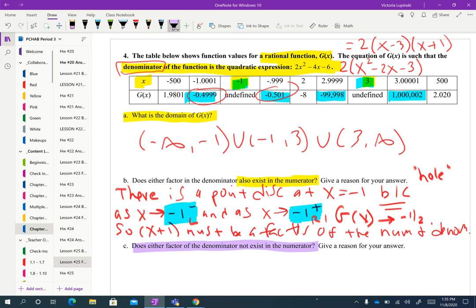If you look at the denominator that they had given me, we already identified that the x plus 1 is where the common factor is. So now we're looking at the x minus 3, which means we're looking at x equals 3. Well, look at what's happening on the two sides of 3. You have one of the values going to a large negative number. You have the other value going to a large positive number. Well, as far as we're concerned, that is actually negative infinity and positive infinity.